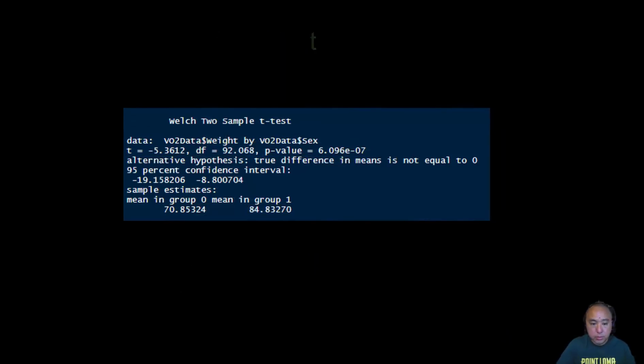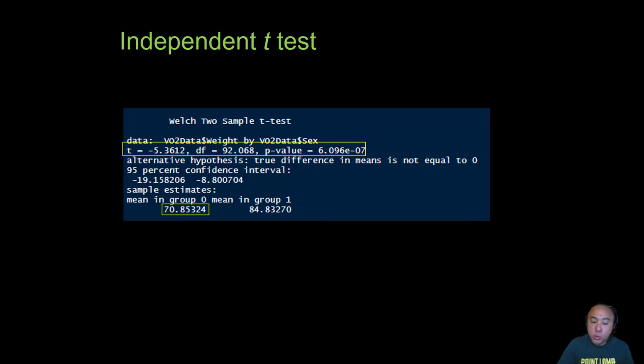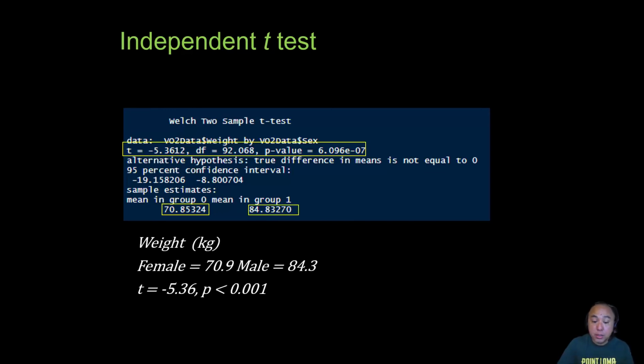Let's take a look at weight. So this is the result. That's the t statistic, the degrees of freedom, and the p-value. The mean or average weight in the female group was 70.9 kilograms, and in the males it was 84.3. That is a statistically significant difference in weight because there is a less than 1% probability of observing this mean difference if the null hypothesis was true in the population. So therefore we conclude, because we can reject the null hypothesis, that there is a statistically significant difference in weight between males and females.